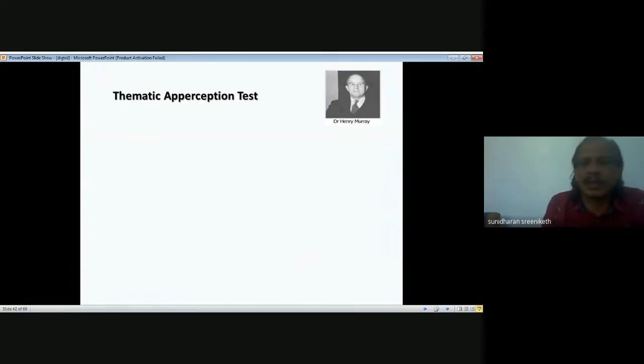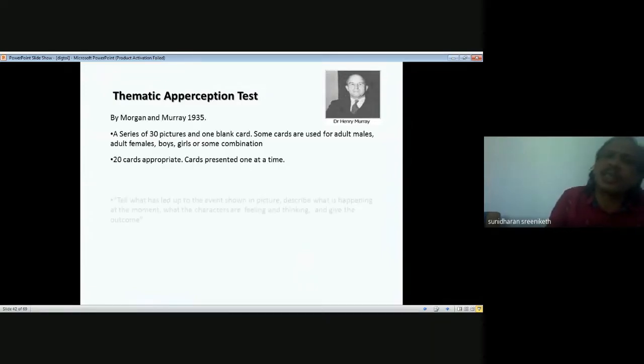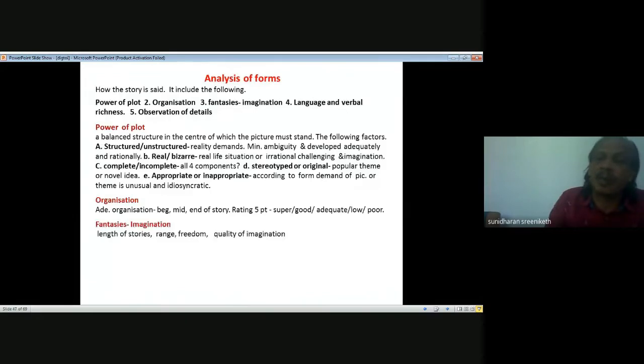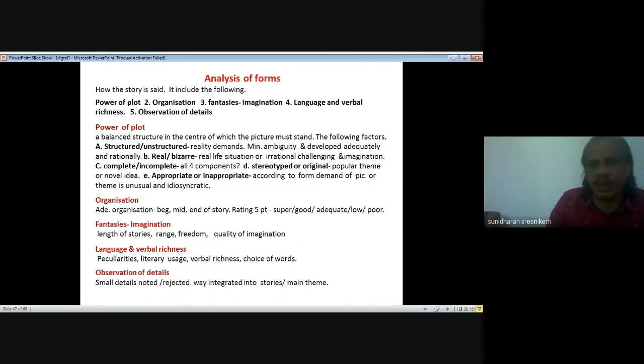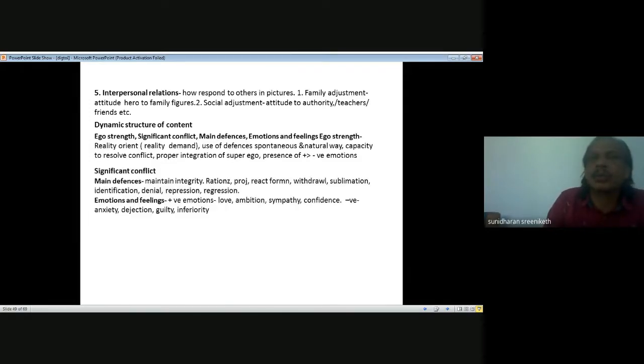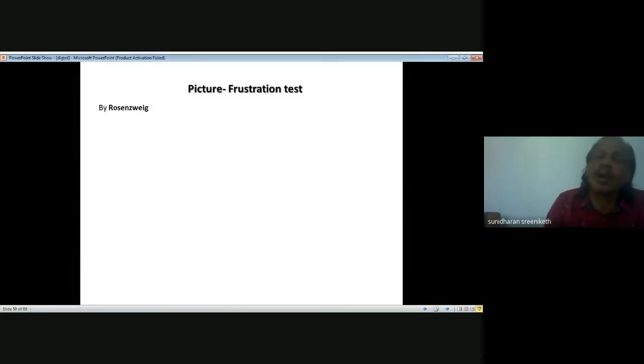Then another test we discussed last day is the Thematic Apperception Test, TAT. The interpretation of this test is also comparatively very difficult; as compared to the personality inventory, it is not easy. Here we analyze the form and also the content that is narrated in the story by the subject. By assessing and understanding the story, we can judge the personality of a person. Here, need is important, and certain defense mechanisms are important for understanding the person.